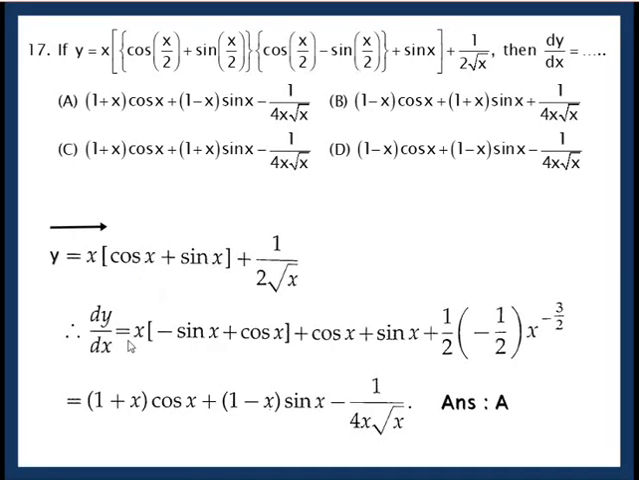Now differentiate. First into the derivative of second, cos has derivative minus sin, sin has derivative cos, plus second function into the derivative of x, which is 1. Now 1 upon root x means x raised to minus half. Its derivative is minus half into x raised to minus half minus 1. Now simplify this to get A as the correct answer.